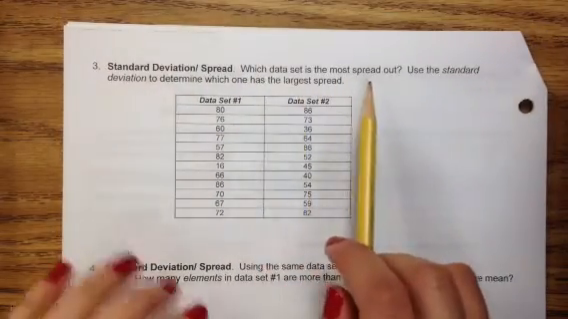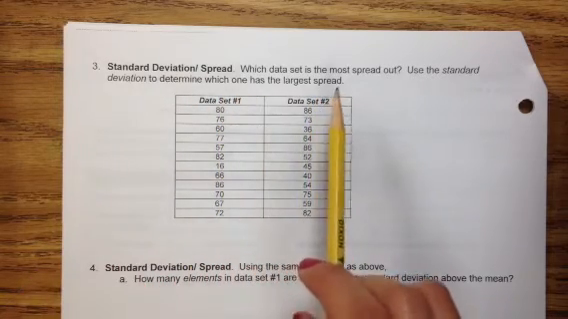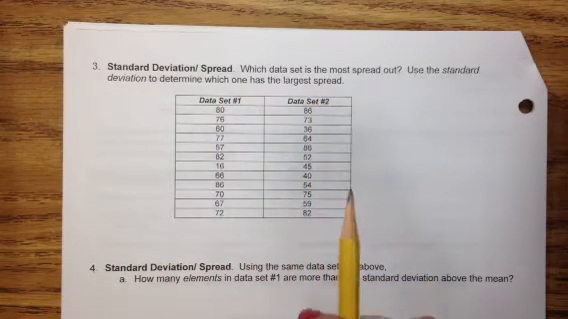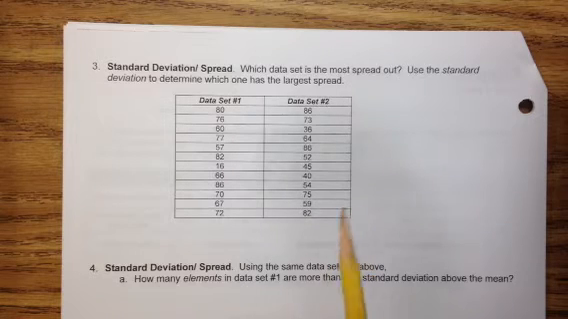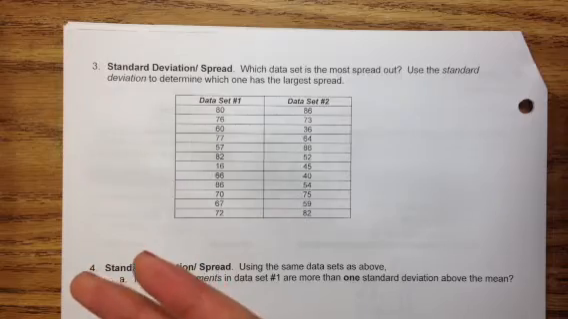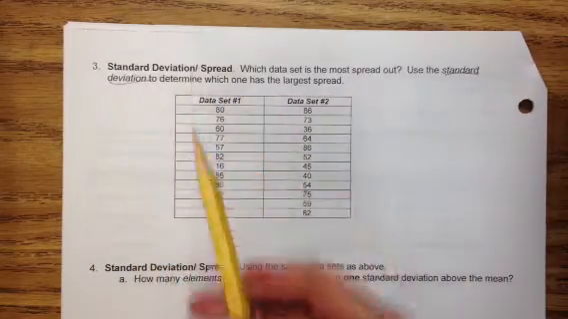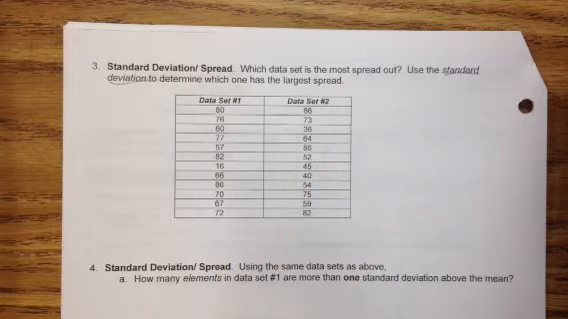Which data set is the most spread out? Use the standard deviation to determine which one is the largest spread. So remember that we learned that different measures of spread were standard deviation, range, and interquartile range, or the IQR. In this case, we want to look at standard deviation. For standard deviation, you could do it by hand. We have a whole packet that shows you how, but it's so much easier to just plug stuff into our calculator.